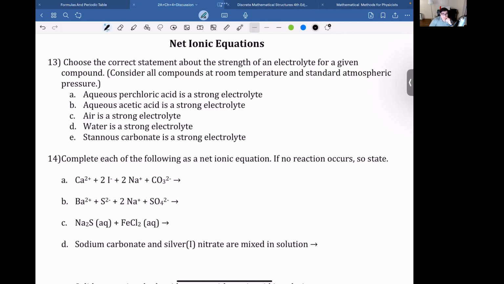And then E, it says stannous carbonate is a strong electrolyte. I actually don't even know what that is. So stannous carbonate is SnCO3. Oh, I didn't know stannous was an element.